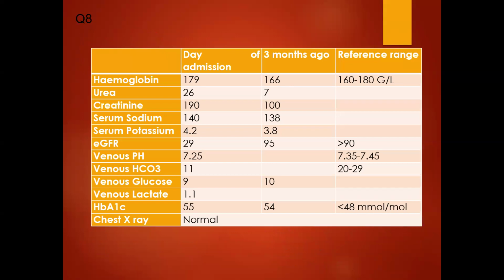These were his labs on the day of admission. We can clearly see that the patient's pH is around 7.25, which is low. Venous bicarbonate is pretty low at 11. HbA1c is 55. So think about the options, and it seems the patient has some renal impairment as well. Clearly, the eGFR has dropped down to 29 from 95.